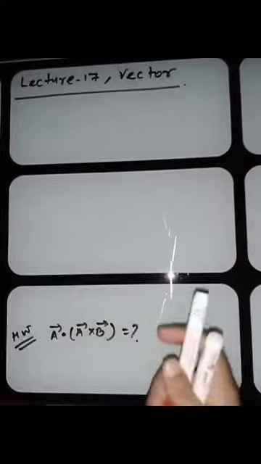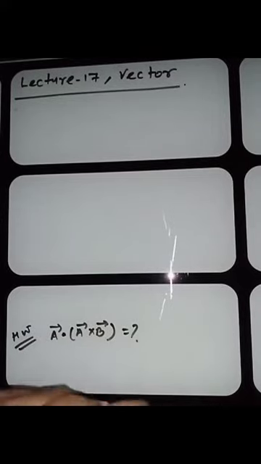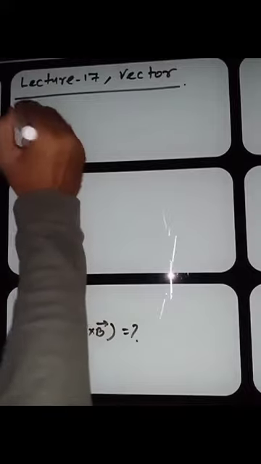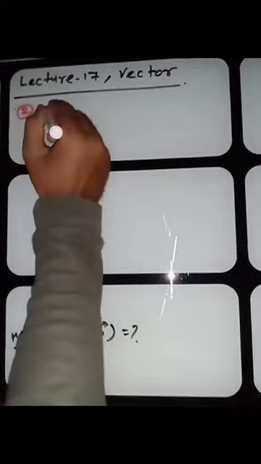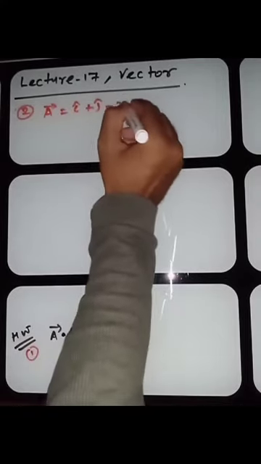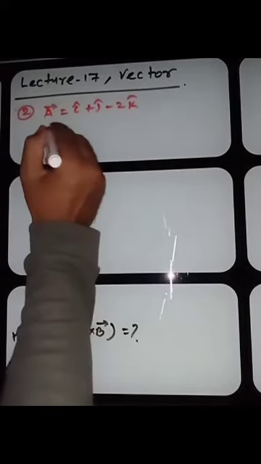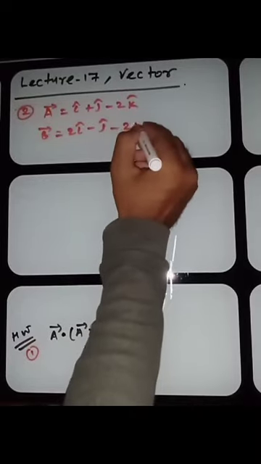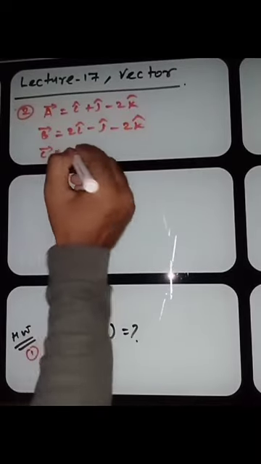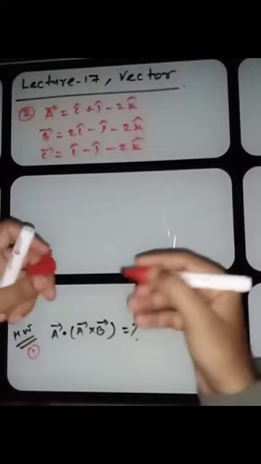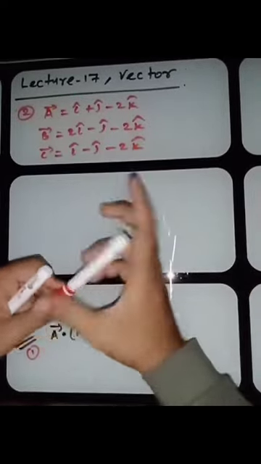All right. Now, a few more homework. This is the first homework. You have to think. The second homework I'm giving you. Here the vectors are given: vector a is i plus j minus 2k, vector b is 2i minus j minus 2k, vector c is i minus j minus 2k. Alright, these are the vectors, my dear student. I hope you are able to see the homework clearly.